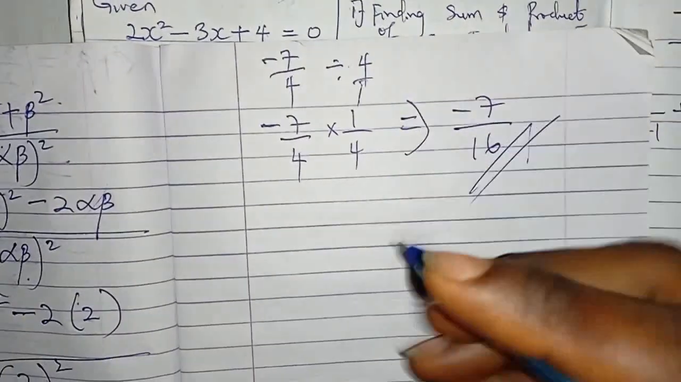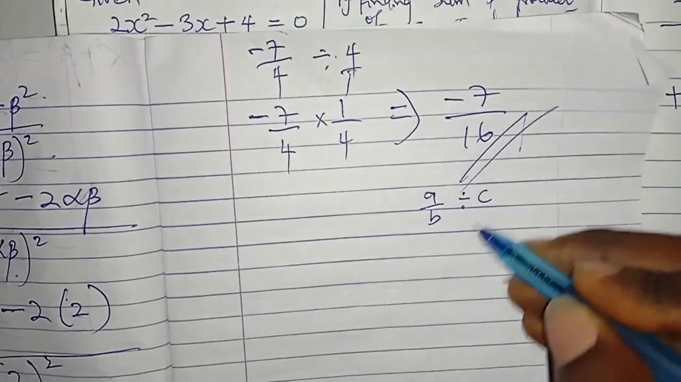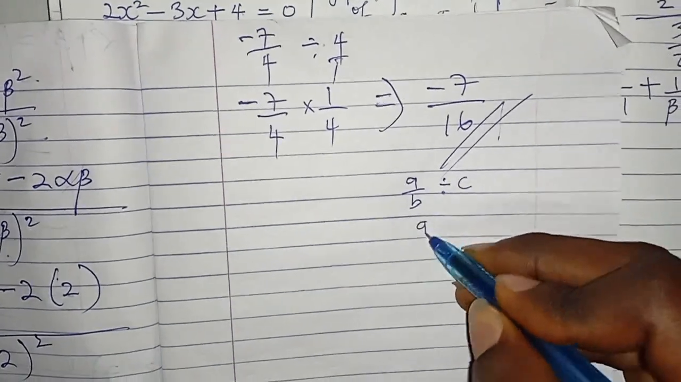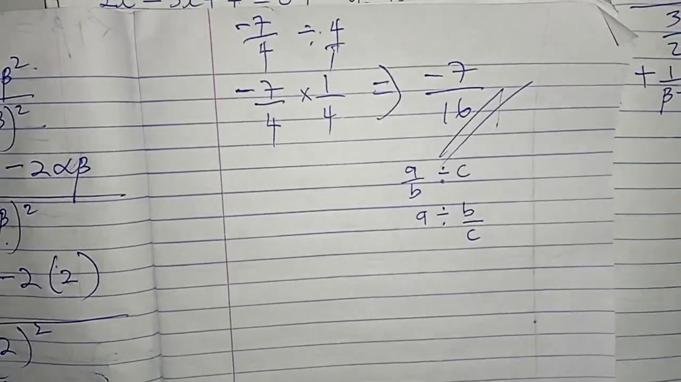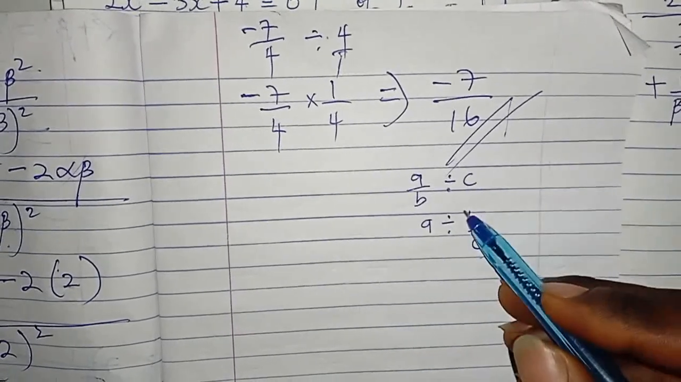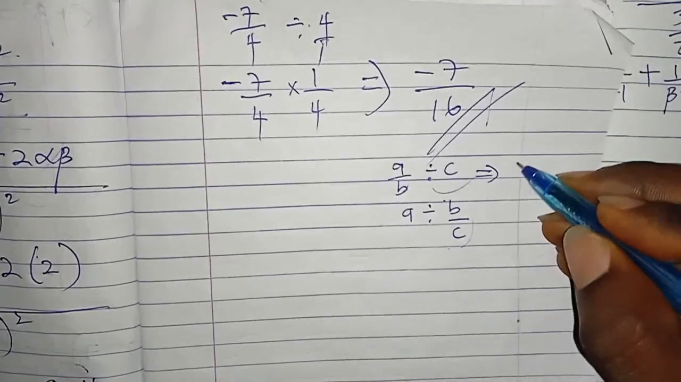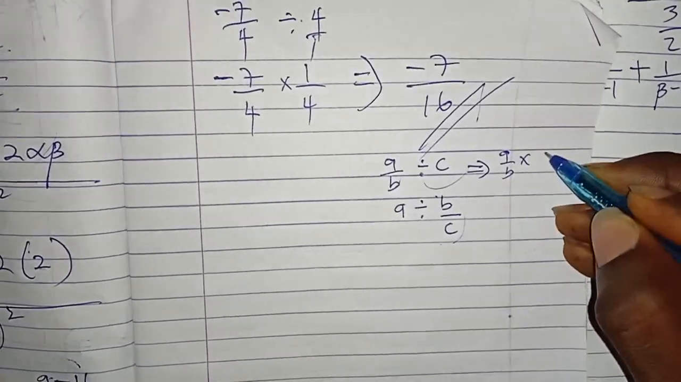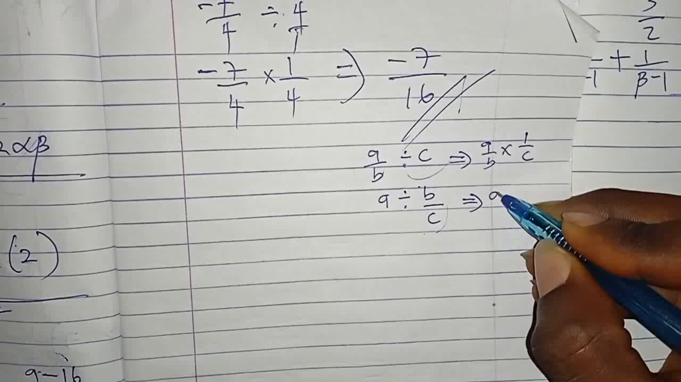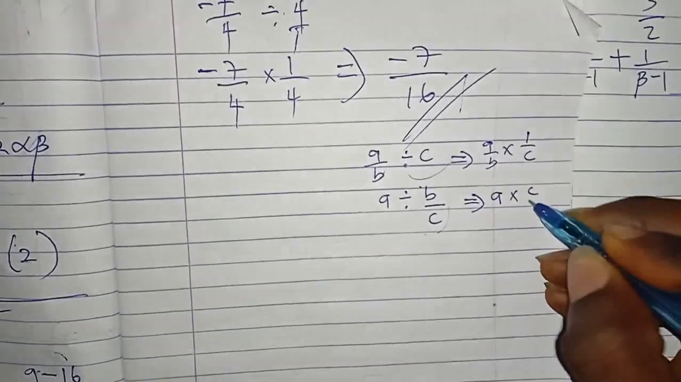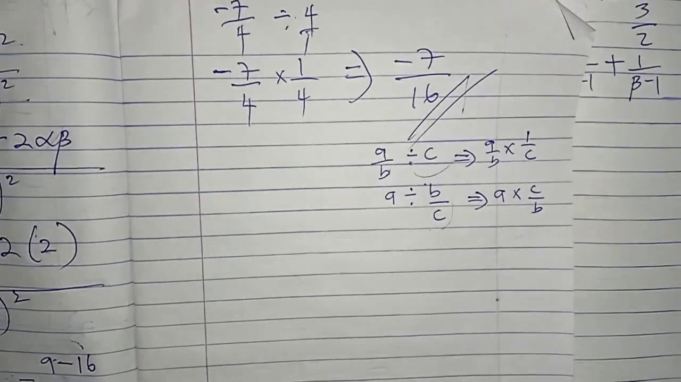Don't confuse it. When I have A over B divided by C, it is different from when I have A divided by B over C. Here a whole number is being divided by a fraction. Here a fraction is being divided by a whole number. This will be equal to A over B times 1 over C. This will be equal to A times C over B. Alright, so there you have it.